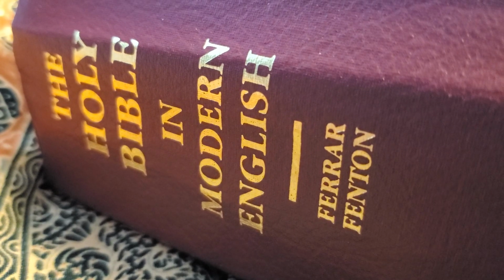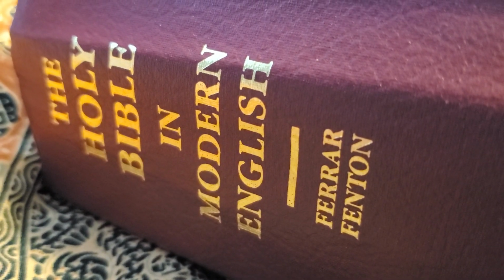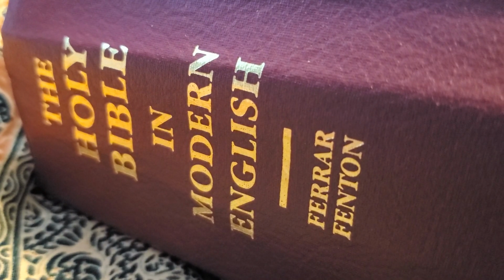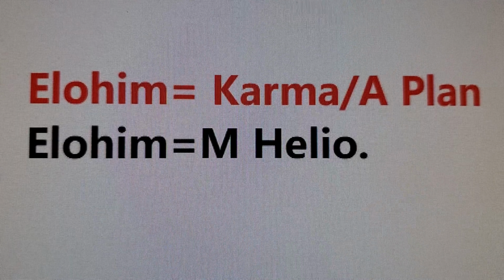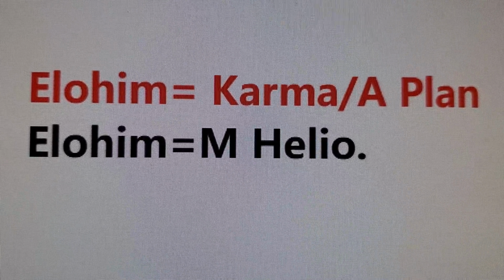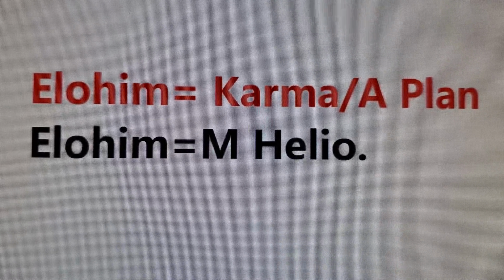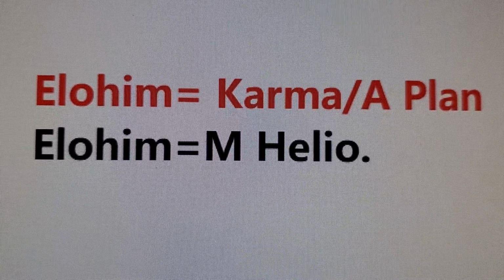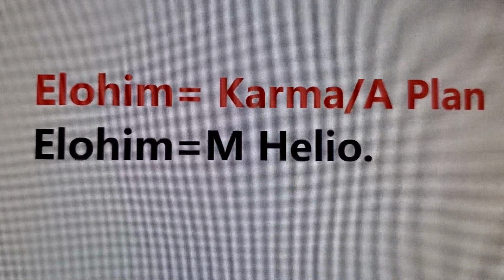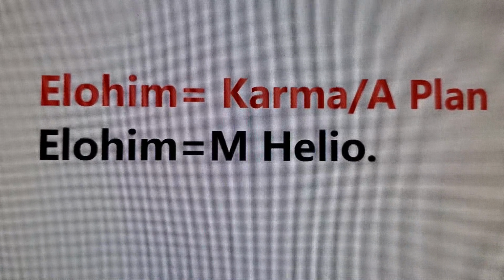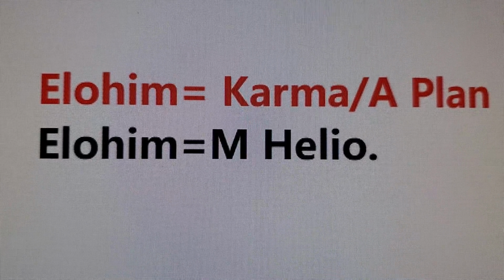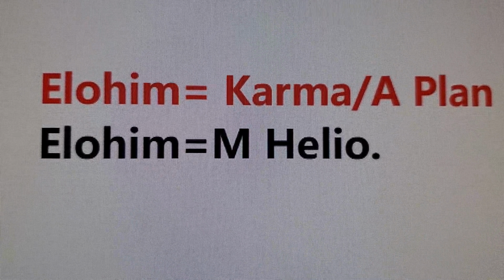We just are looking at the word Elohim right now, and that's where we're going to continue. So if you want to know where we've been, please go look at part 1 and 2. So we saw that Elohim in Gematria, among other words, was karma and a plan. And you can also use the anagram for Elohim, and I got the M, which is just a leftover letter, but M is a significant letter, and I'll look into that later, and Helio. So come with me to look at Helio.